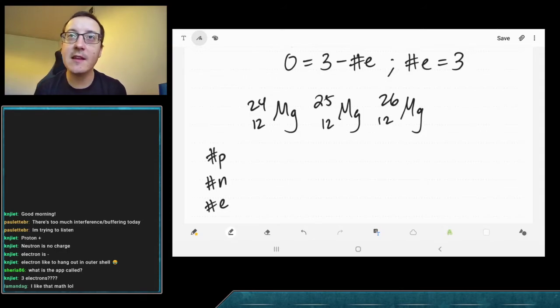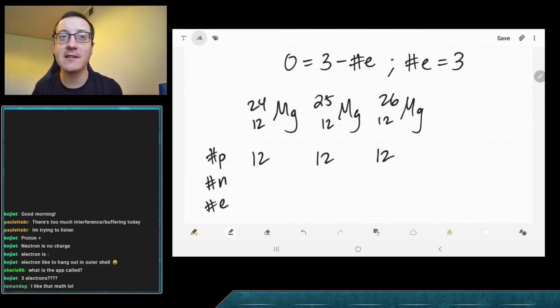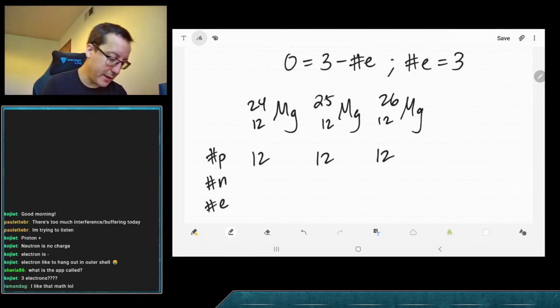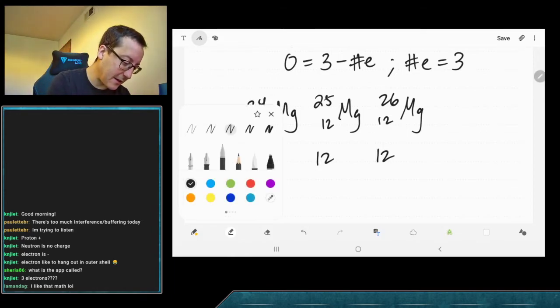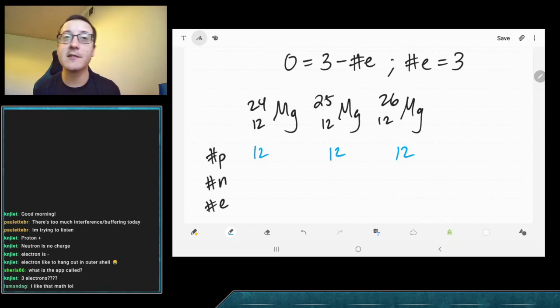We can see the number of protons again is going to be our easiest one to figure out. All of these will have 12. We know that just because that's the bottom number in all of them. Let me do this in blue just to make it exciting and fun. These all have 12, right? We get that because that's the atomic number. We could see that on the periodic table, or we just see it's the 12 on the bottom there.